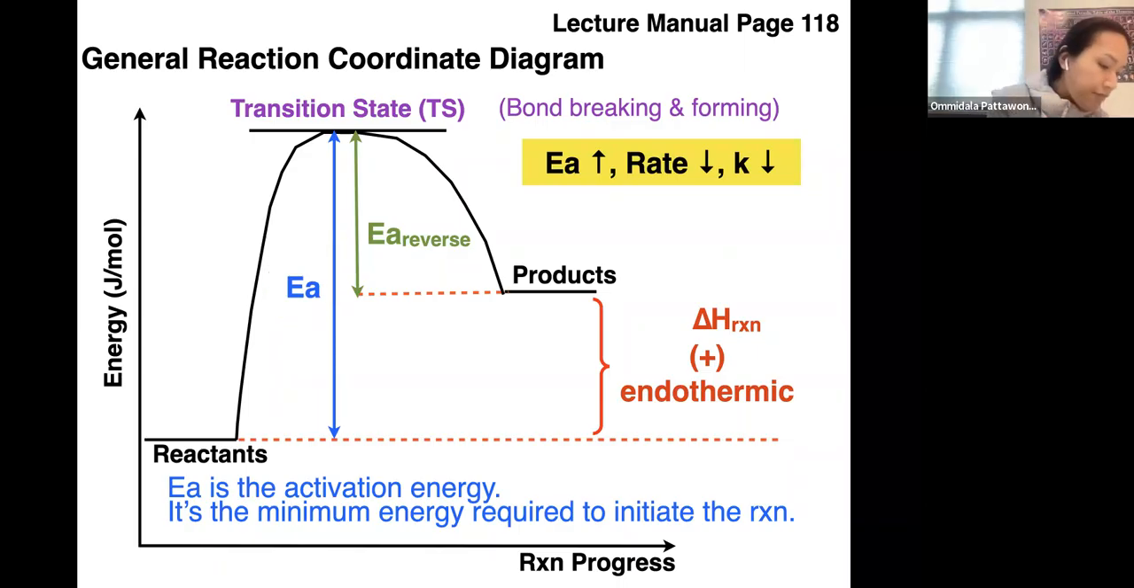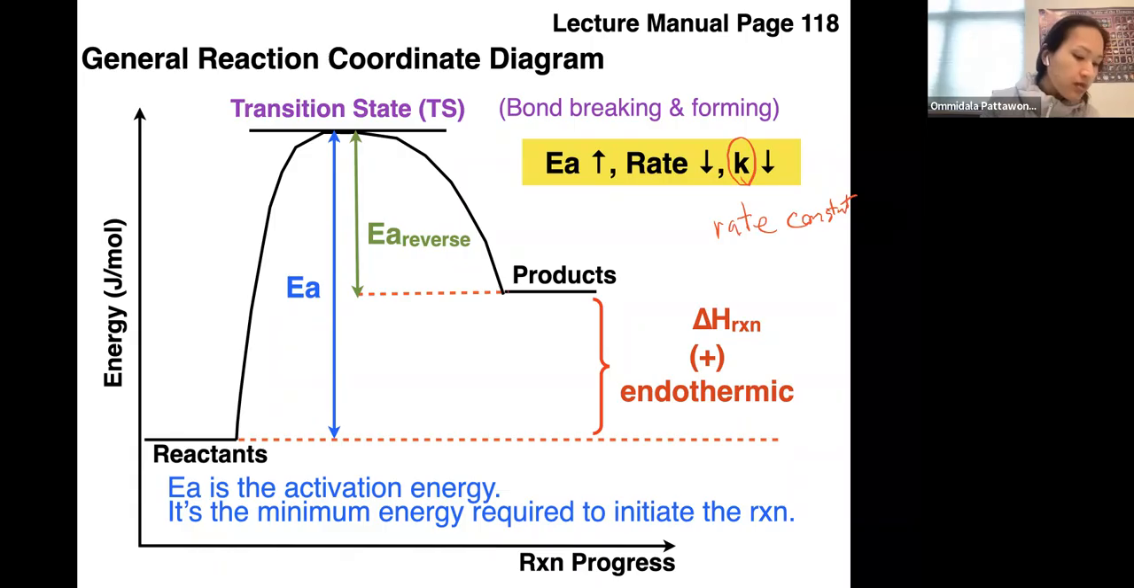Okay, so for now, I want you to know that this K is the rate constant. We're going to talk about this in more detail in the next lecture video. Note that the rate constant is directly proportional to the rate. So that means in this case, as the rate is slow, the rate constant is also going to be a low value as well.